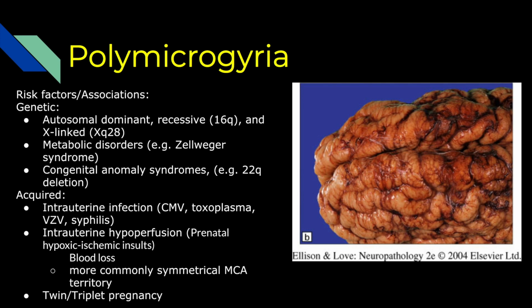So the risk factors include both genetic and acquired causes. There are a number of regions of the genome that have been implicated in familial disorders, including autosomal dominant, recessive, and X-linked diseases. They're often seen in other types of disorders, such as metabolic disorders, thanatophoric dysplasias with FGF mutations, and other congenital anomaly syndromes.